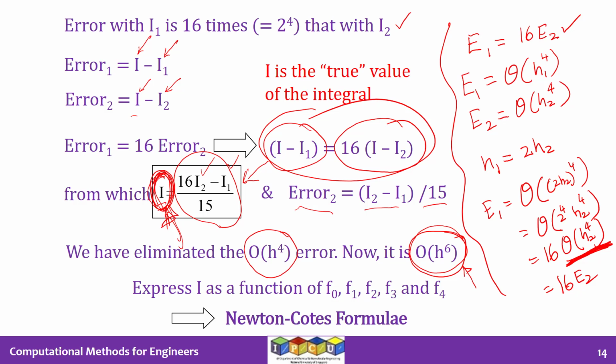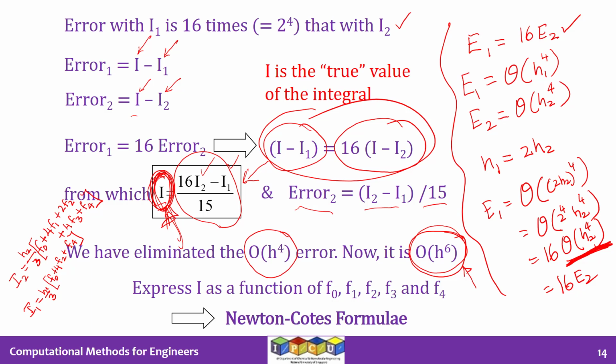So we can express I as a function of f0, f1, f2, f3 and f4. How? What is I2? I2 is going to be equal to, if you apply Simpson's one-third rule, h by 3 times (f0 plus 4f1 plus 2f2 plus 4f3 plus f4). This is I2. I1, to be completely right, I2 is going to be h2 by 3. So I1 is going to be h1 by 3 multiplied by (f0 plus 4f2 plus f4).